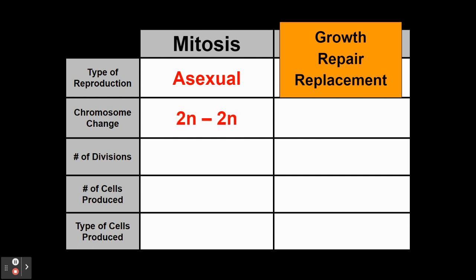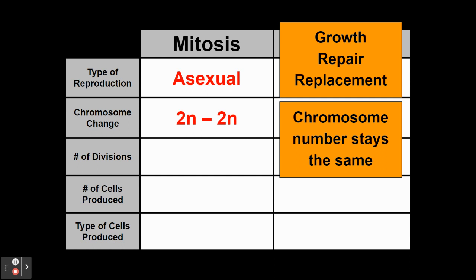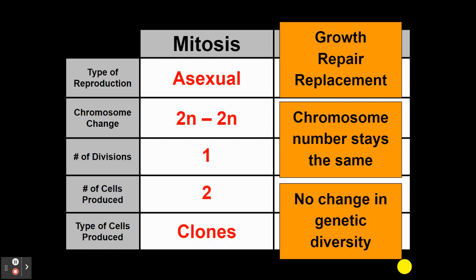In mitosis, there is no chromosome change. The chromosome number stays the same. It has one cell division, produces two cells, and those cells are clones of the cell that they started with. So there's no change in the genetic diversity. And the whole idea here is remember that we take one cell and we make two cells that are exactly the same because we don't want things to change.